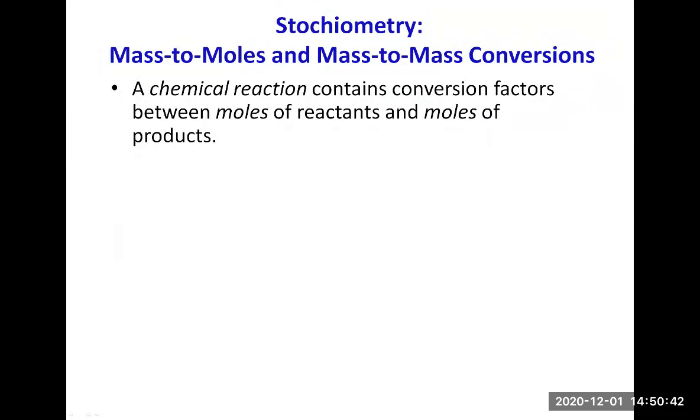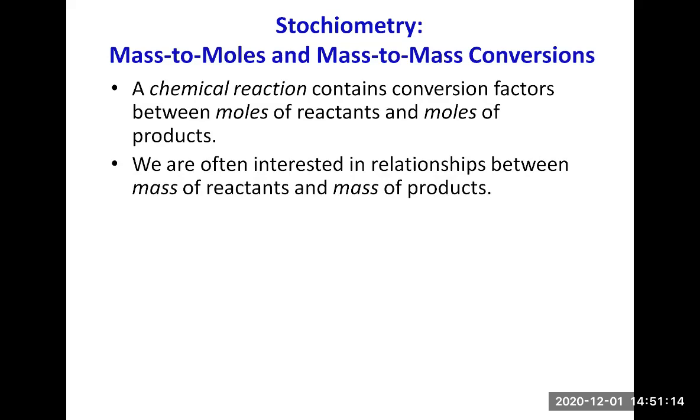This is the second video of chapter 9, and we will go over how to do mass-to-mass conversions: the mass of a reactant or product of a chemical reaction to the mass of another reactant or product. So it's mass-to-mass conversions with the fact that you need to go through moles, because a chemical reaction contains conversion factors between moles of reactant and moles of product. So it's all in relationships of moles. But we are often interested in relationships between mass of reactant and mass of product, because when you're in a laboratory, you can get the mass, but you don't count moles.